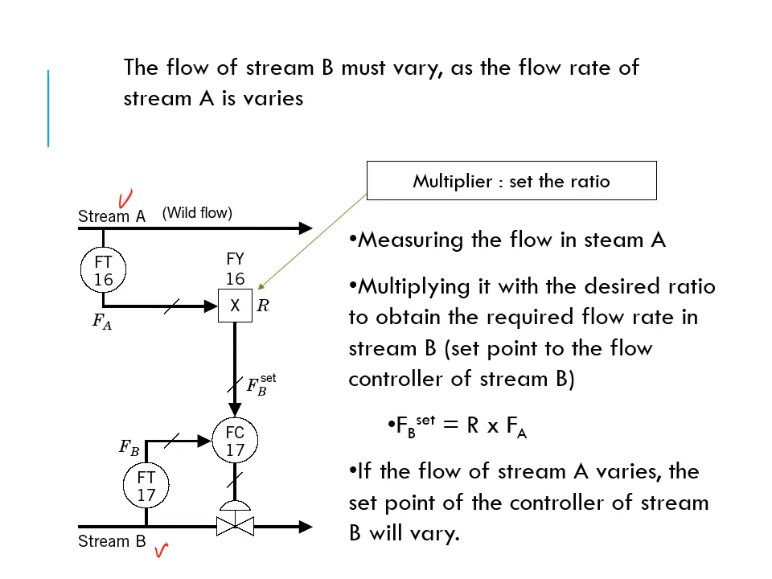So this is the multiplier, or a set of ratio. Remember the ratio given previously is FB divided by FA. We measure the flow in stream A and then multiply it by the desired ratio to obtain the required flow rate in stream B, which is the set point to the flow controller of stream B. So if the flow of stream A varies, the set point of the controller of stream B will vary. These two streams will flow with the same variation.